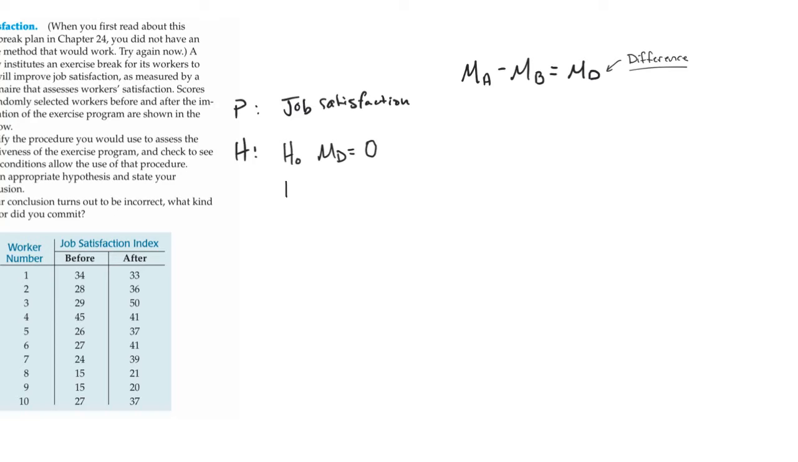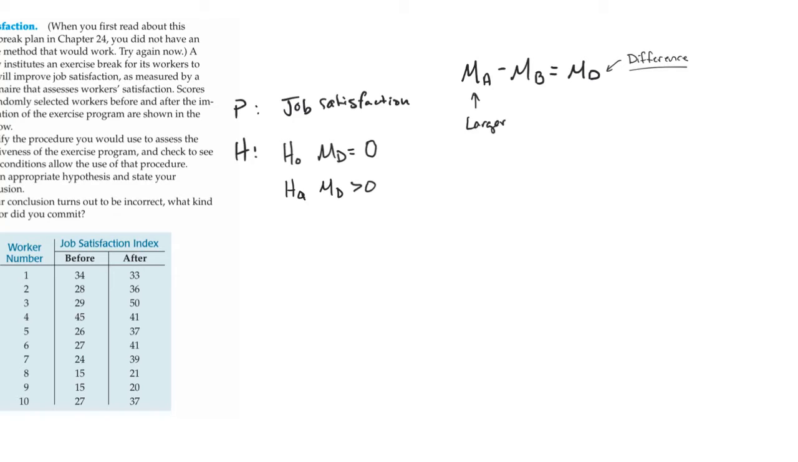The alternative is that they feel that the exercise program is going to improve their scores, right? So if this number is larger, meaning a higher after score, when I subtract a larger number minus a smaller number, I should get a positive number. I should get something that's bigger than 0. And so that's how we build our null and alternative. And it's always going to be mu D equals 0.